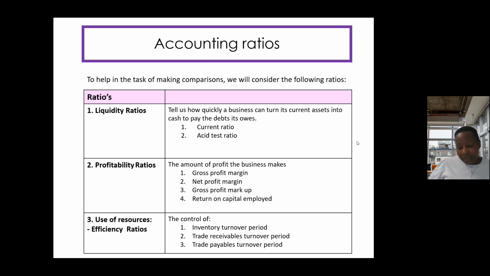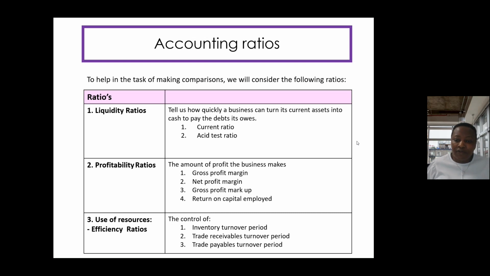Okay, so today we're going to be focusing on just one of the ratios, but we have a lot of ratios that businesses use to assess their financial performance. We can classify them into three. The first one is the liquidity ratio, which is the focus of this video. They tell us how quickly a business can turn our current assets into cash.